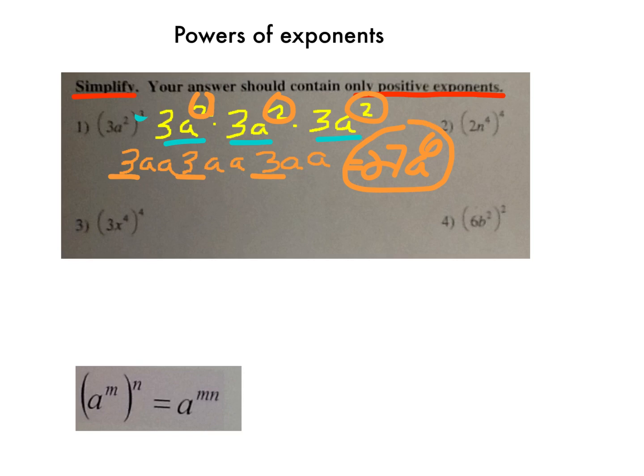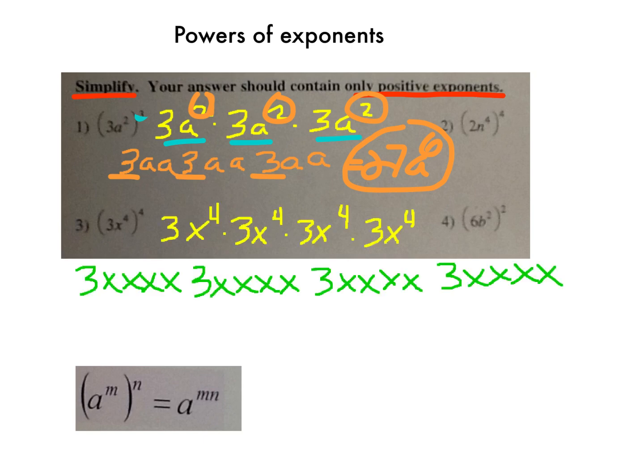Looking at the next one, we have 3x to the 4th power, but all of that to the 4th power. So what does that even look like? This is what it looks like. 3x to the 4th times 3x to the 4th times 3x to the 4th times 3x to the 4th, because we need 4 of them. And if I break it down even more, expand it out, I have 3 times x times x times x times 3 times x times x times x, and so forth. All of it again being multiplied out.